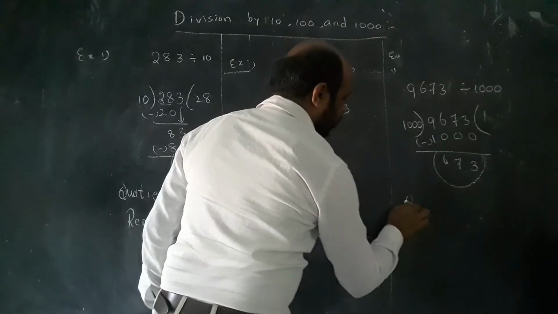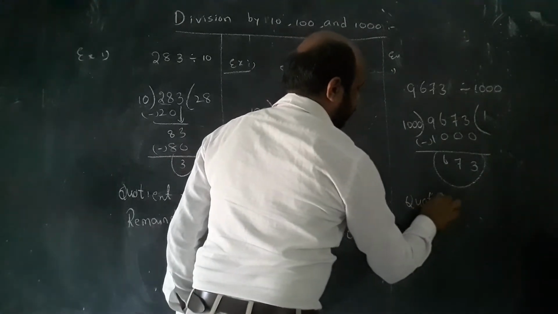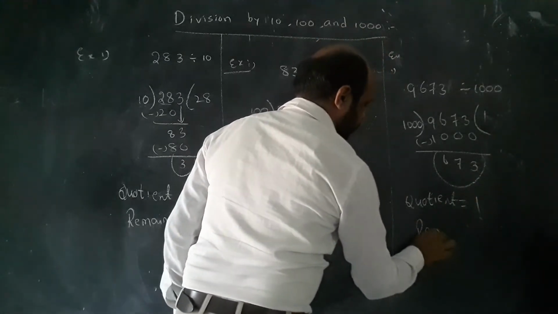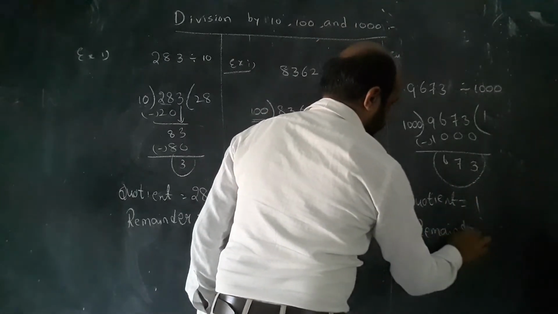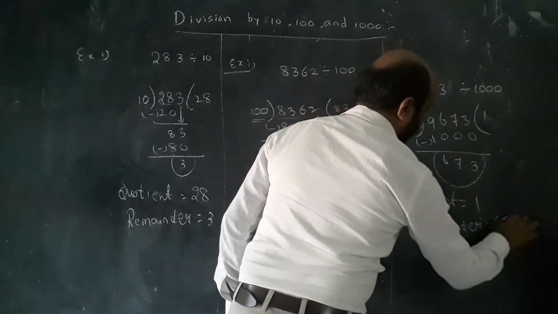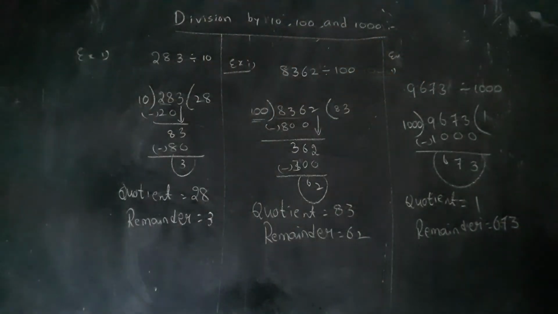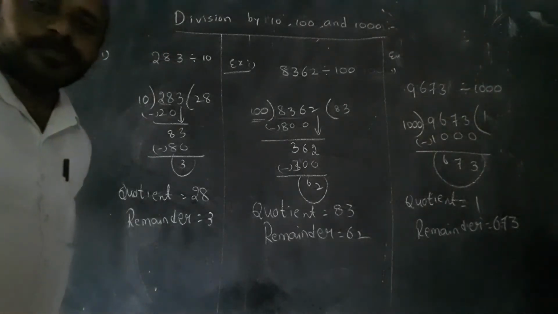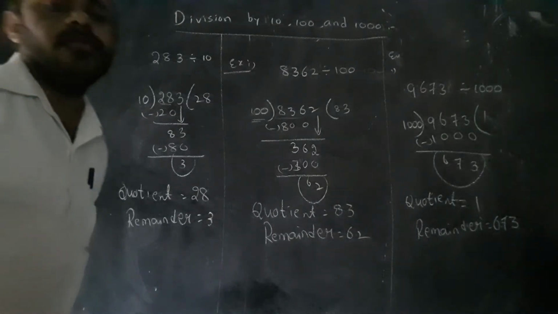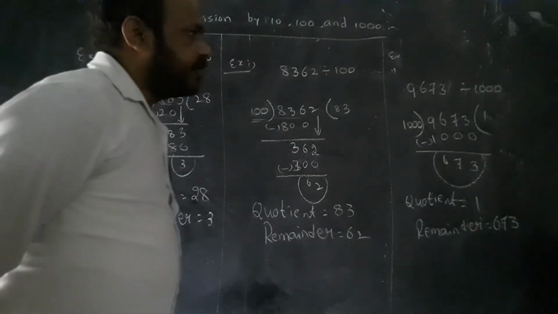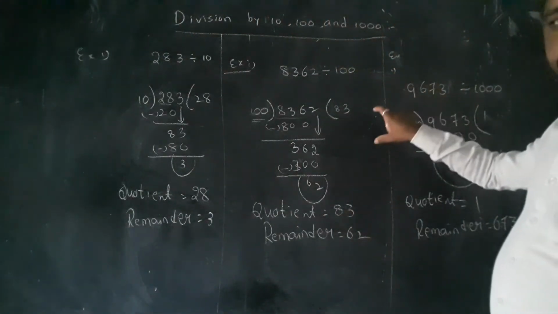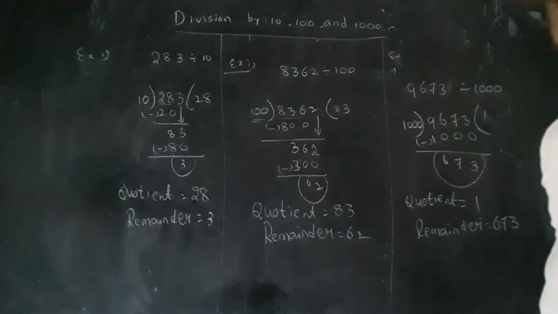Now remove the coefficient only. The coefficient only, we got 1. Then the remainder is 673. Okay. This is the division by 10, 100 and 1000. See children, every time we can't do the division; one simple method is there, using only this division by 10, 100 and 1000.